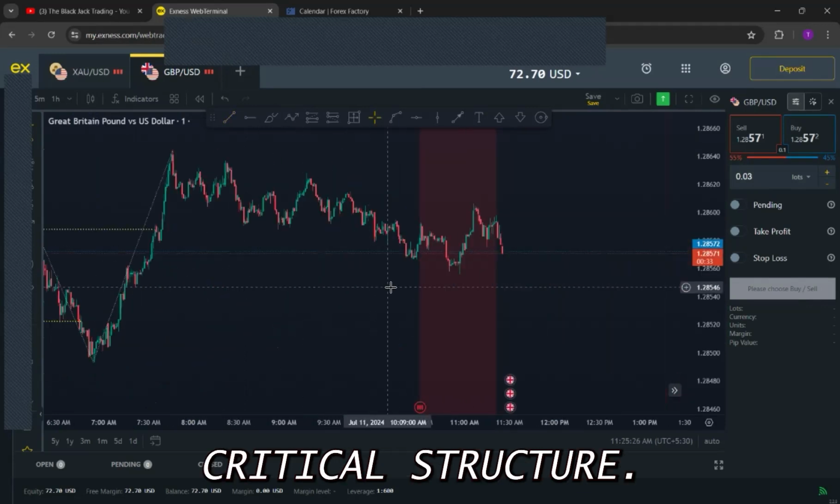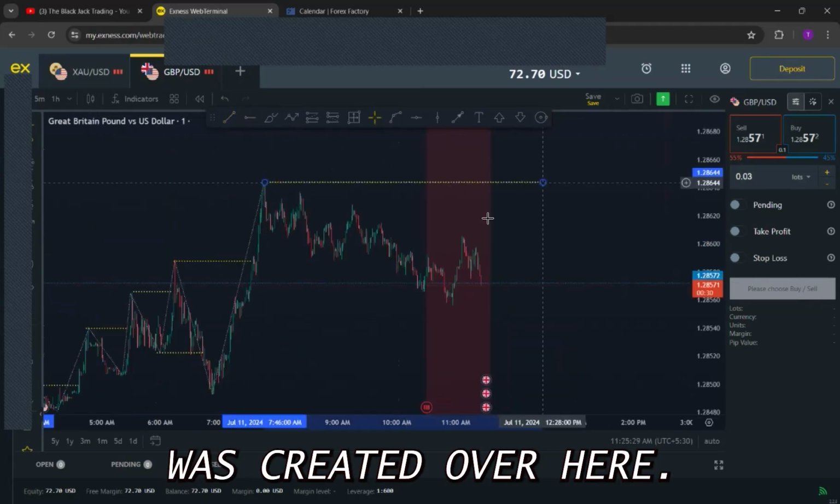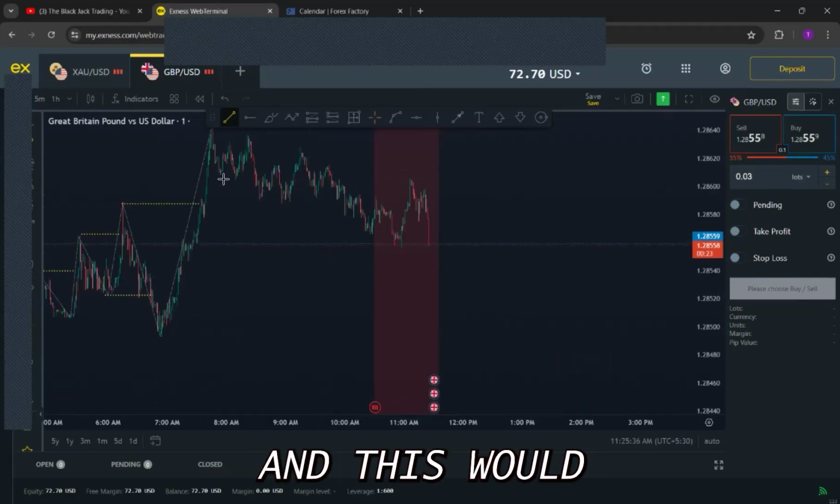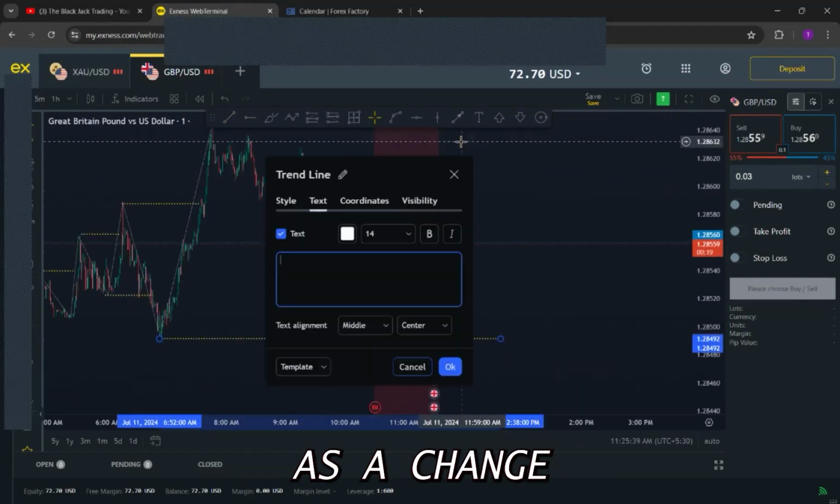You can see this was the last breakout structure, and from here the major resistance was created over here. So this means this will be regarded as a breakout structure of us. So this is the breakout structure, and this will be regarded as a chalk in the market. This will be regarded as a change of character.